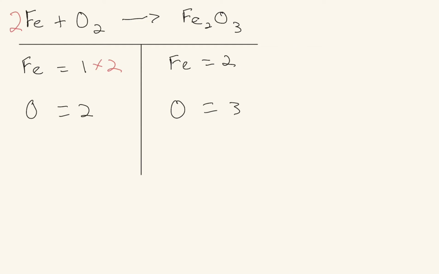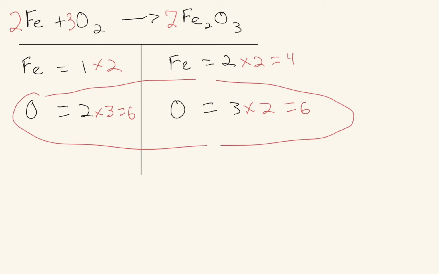So to fix this, here's what we're going to need to do. We're going to need to multiply this by 3, making this a 6, and then you're going to need to multiply this whole thing by 2. Remember, you can't put a 2 here because the oxygen is attached to the iron. So you need to put a 2 here, multiplying this by 2, also multiplying this by 2, making this 4 and this 6. So now the oxygen is all good, it's balanced.